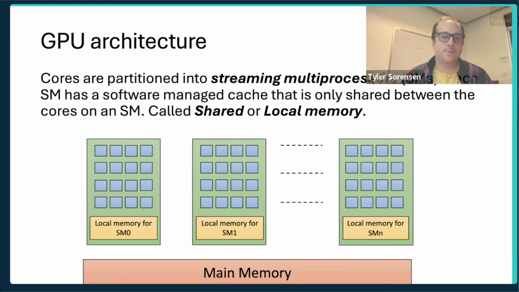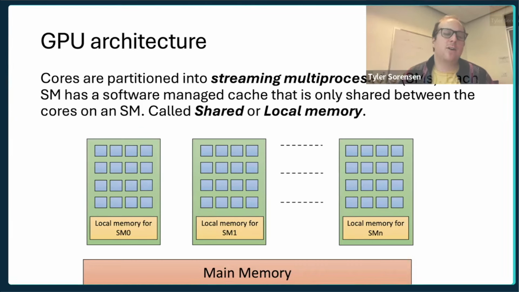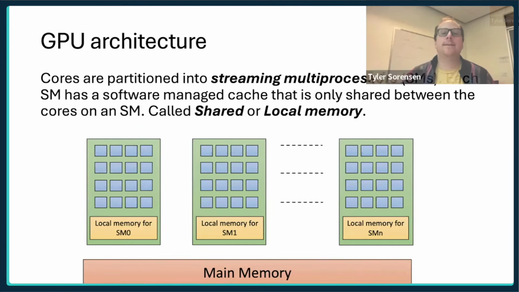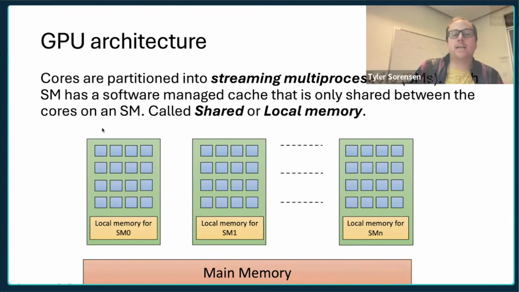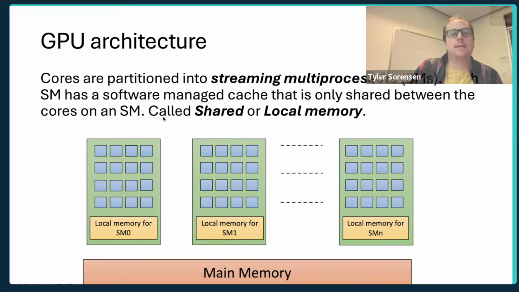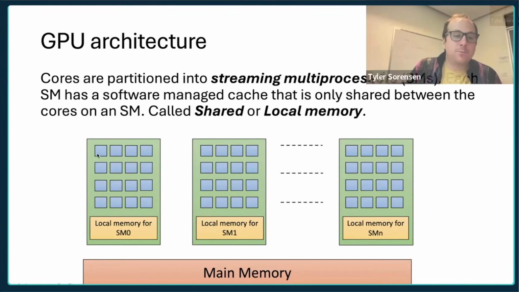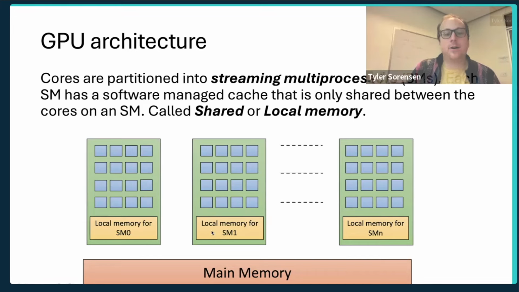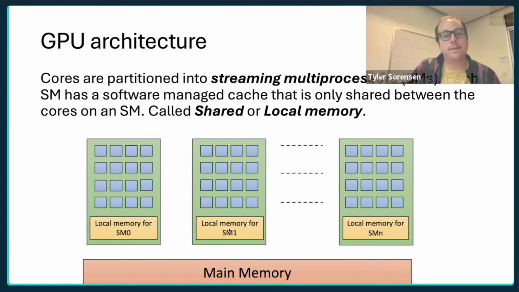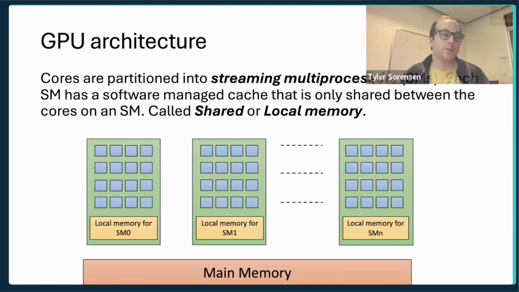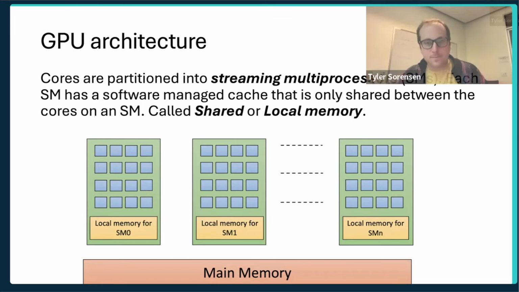Each SM has what they call a software managed cache. This software managed cache is only shared between the cores on an SM. This is sometimes called shared or local memory. So for example, the cores here can all share this little cache or piece of memory here. Cores here can all share this little piece of memory here. Cores over here cannot reach into the local memory on other SMs. This is all local to your streaming multiprocessor.